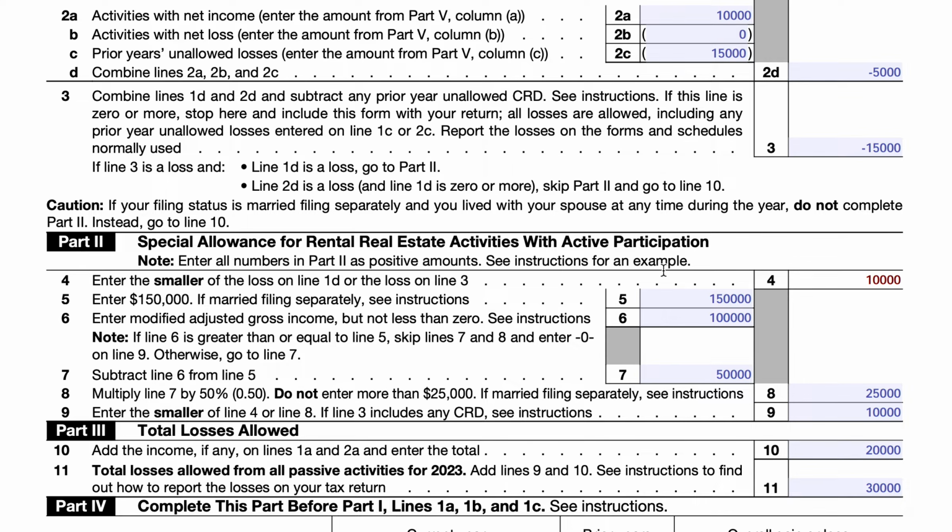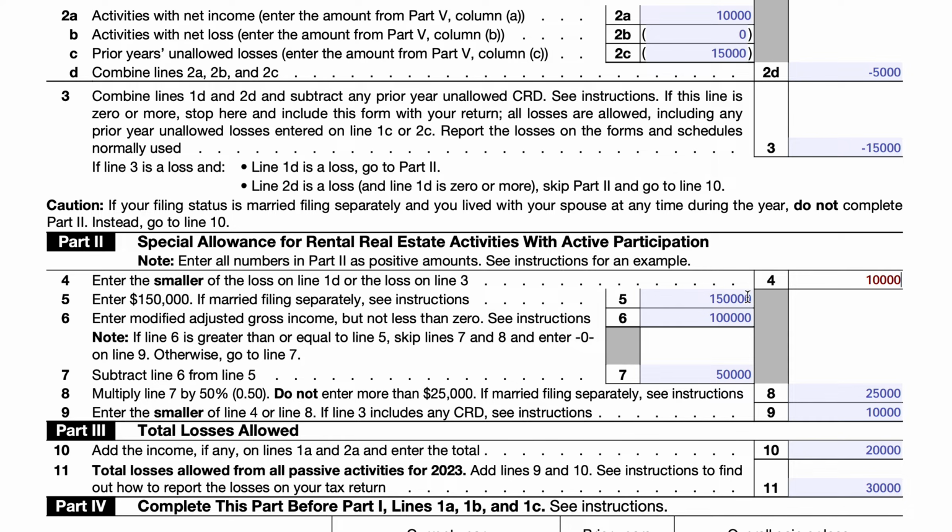You'll enter $150,000. If you're married filing separately, you'll enter half of that amount. And then this is a special allowance that's subject to modified adjusted gross income limitations. So we'll just say that John Doe's modified AGI is $100,000.